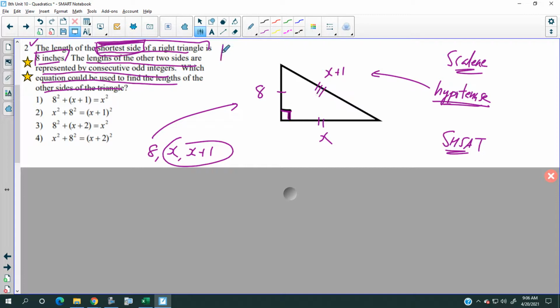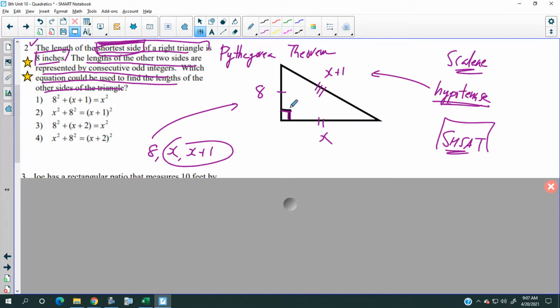And this is the big deal, all right? To find it, we need to use what is called the Pythagorean Theorem, all right? That's an SHSAT topic, okay? So now, how do you set this up, right? Okay, so this is the Pythagorean Theorem. Let me put it on the side here. A squared plus b squared equals c squared.